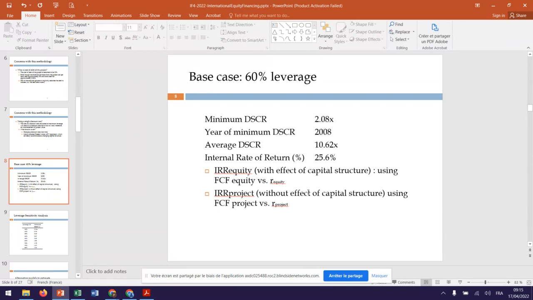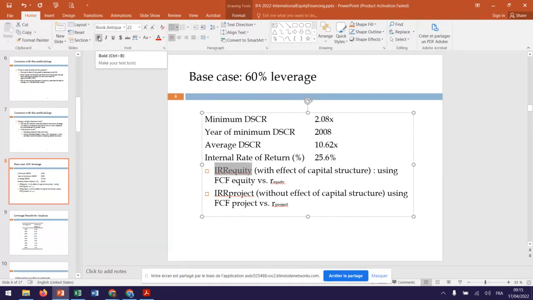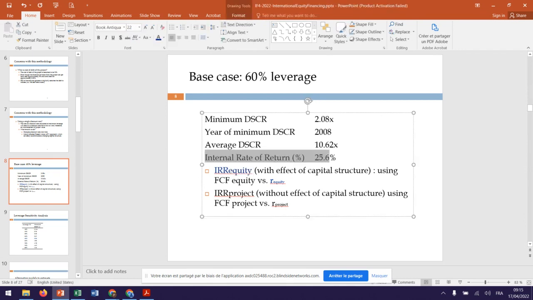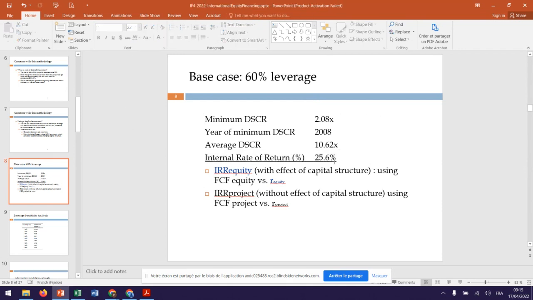From the DuPont perspective, we are interested in comparing this IRR with the R of equity. Okay, because you are interested in what your operating cost of capital is as an equity holder, you compare it with the return the project provides to the equity holders. By the way, this one is the IRR equity, which is 25.6%.